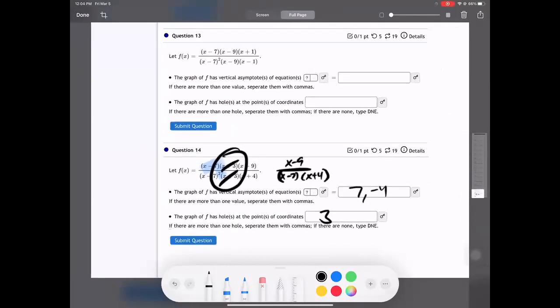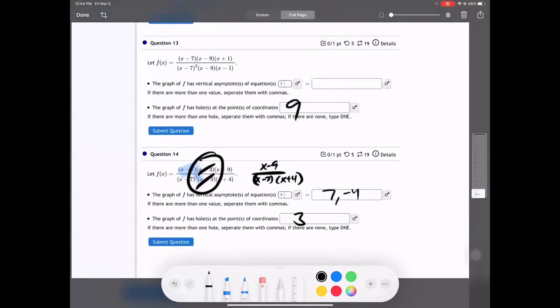Oh, darn it, I made a mistake on the last one. I forgot to say 9 is my hole. Darn it, I always forget this one. So 7 is not a hole anymore, but we still have 9. Sorry about that, guys.